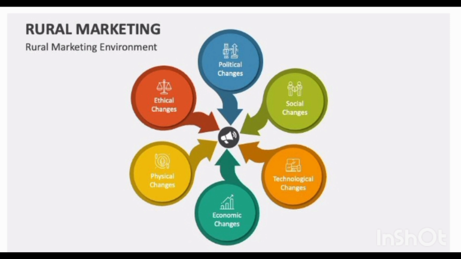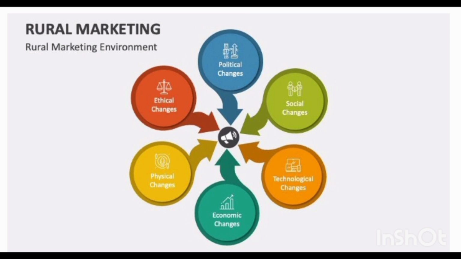Increased media exposure and access to mobile phones and the internet are changing how information is disseminated. 3. Physical changes. Improvements in physical infrastructure are vital. Better roads, electricity access, and sanitation facilities are enhancing connectivity and quality of life. These developments reduce logistical challenges for businesses, making distribution easier and more cost-effective. Improved infrastructure integrates more villages into the broader economy, expanding the addressable market.